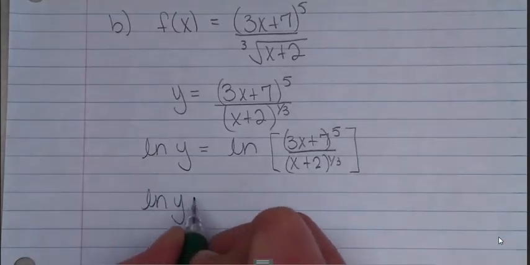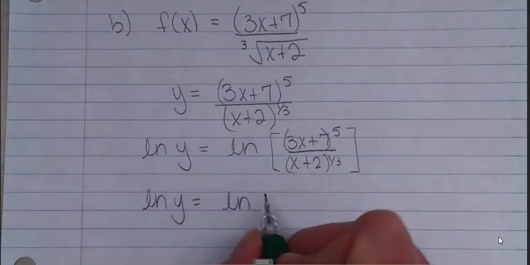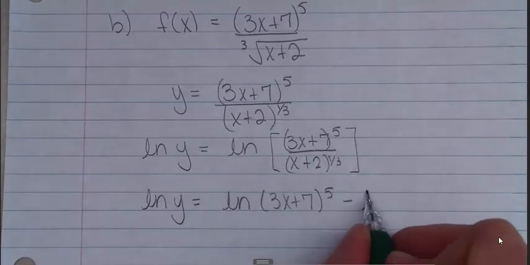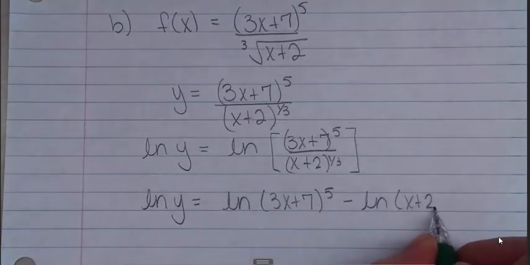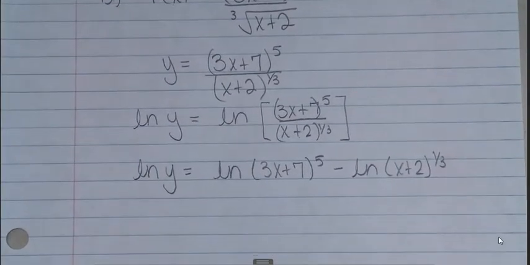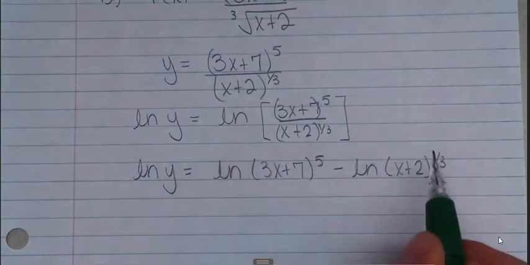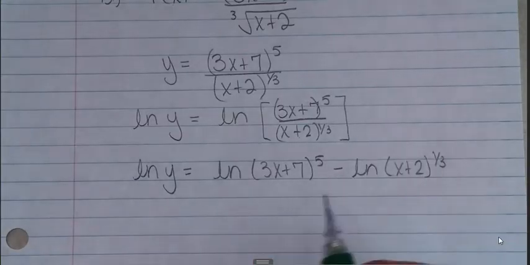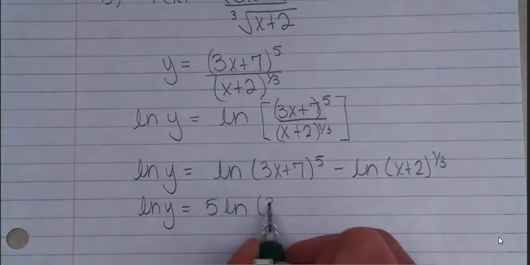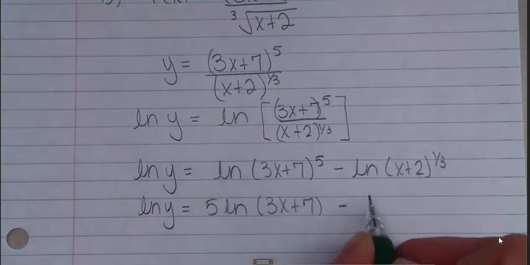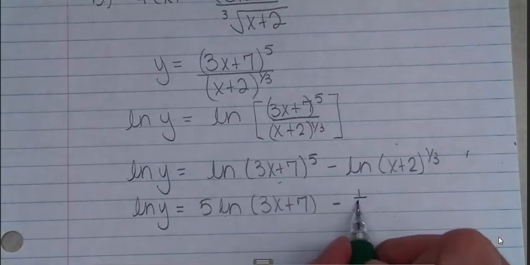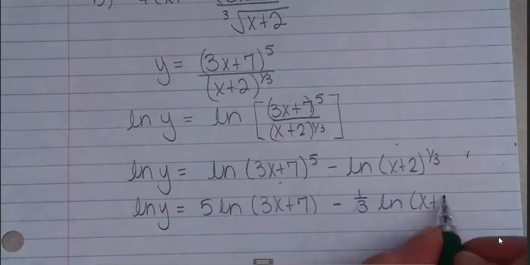So I can then rewrite this as ln of y equals the ln of 3x plus 7 to the 5th power minus the ln of x plus 2 to the 1/3 power. And another wonderful thing that taking the ln allows me to do is to bring down those exponents. So I now get ln of y equals 5 ln of 3x plus 7 minus 1/3 ln of x plus 2.